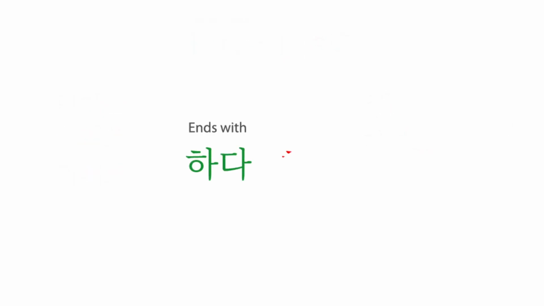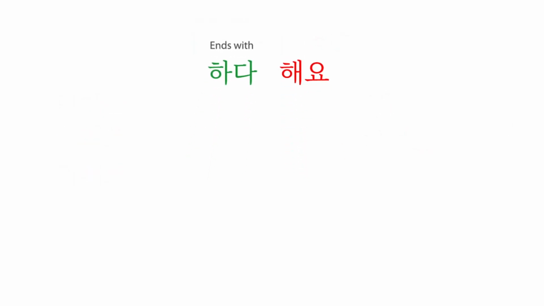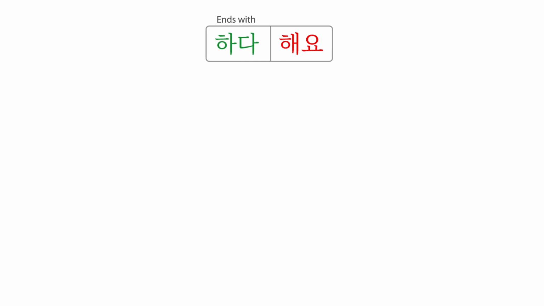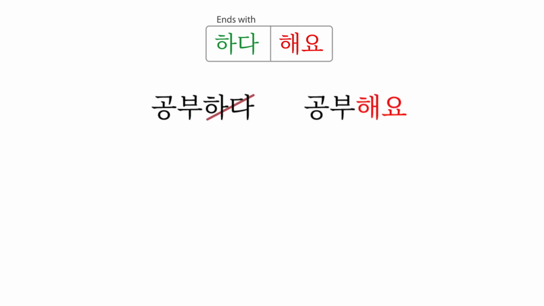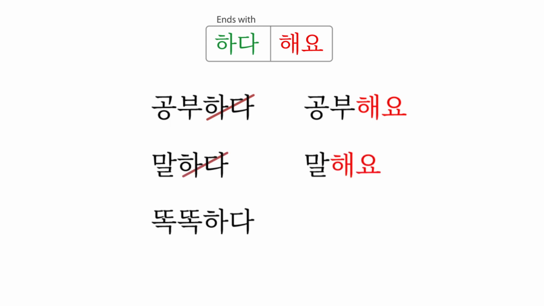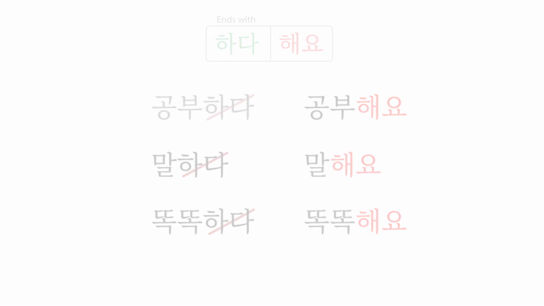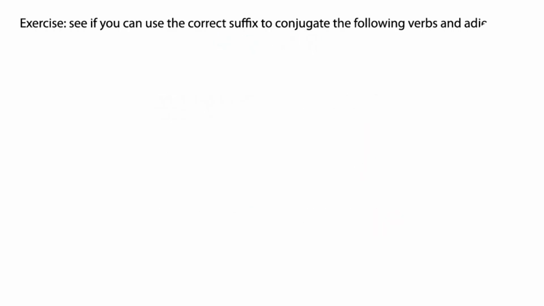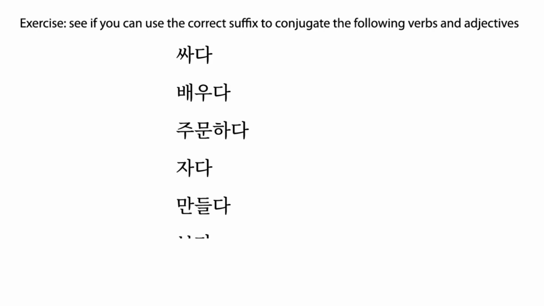If the verb or the adjective ended with 하다, we simply change it to 해요, for example, 공부하다, 공부해요, 말하다, 말해요, 똑똑하다, 똑똑해요. Exercise. See if you can use the correct suffix to conjugate the following verbs and adjectives.